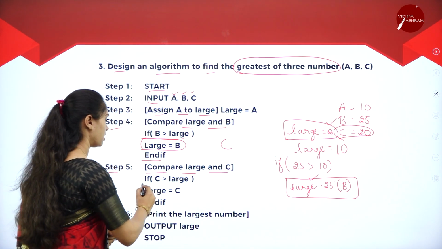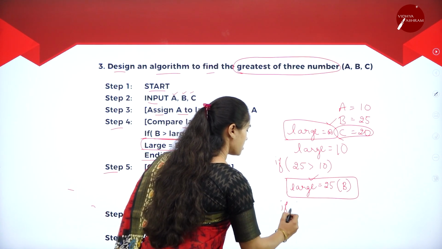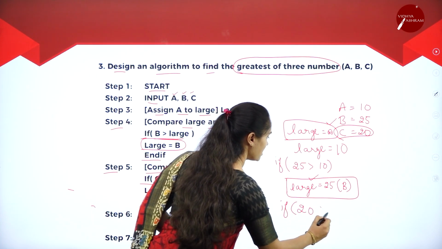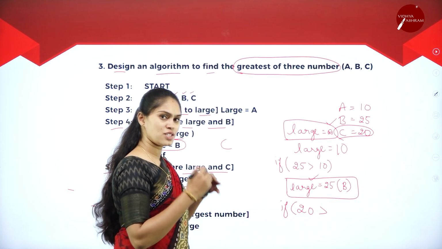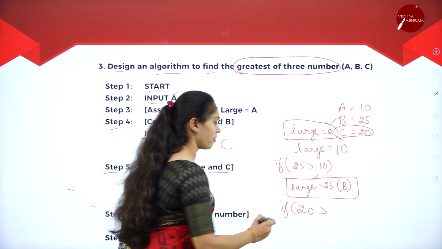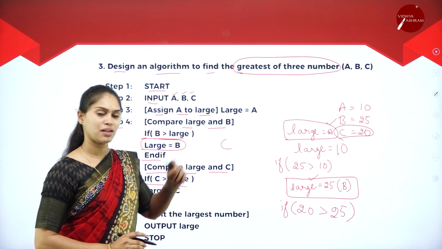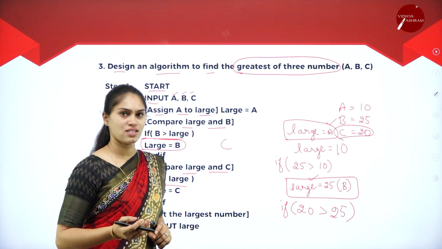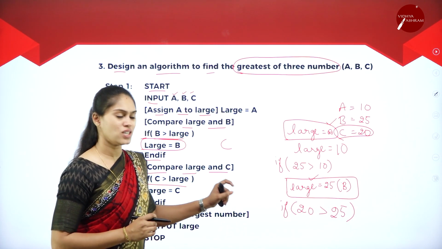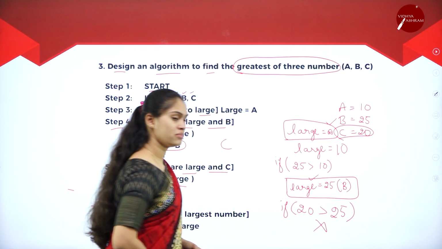What is the logic? If C is greater than large, that is, what is the value of C? That is 20. Is 20 greater than large? As of now, which is the large? That is 25, which is B's value. So I am going to take that value. So if 20 is greater than 25, is it true or false? You have to tell me whether it is true or false. It is false because 20 is not greater than 25.